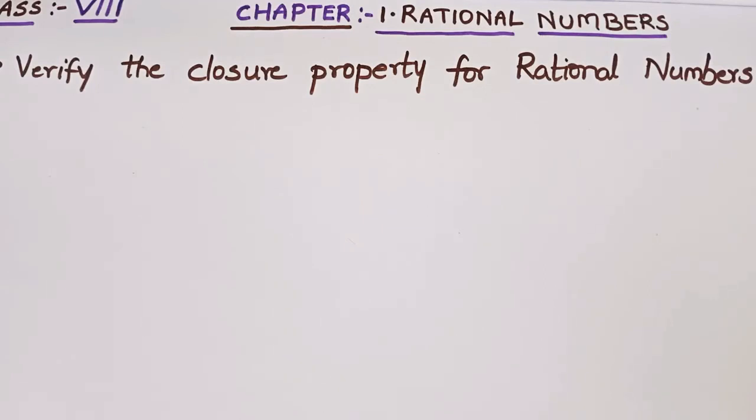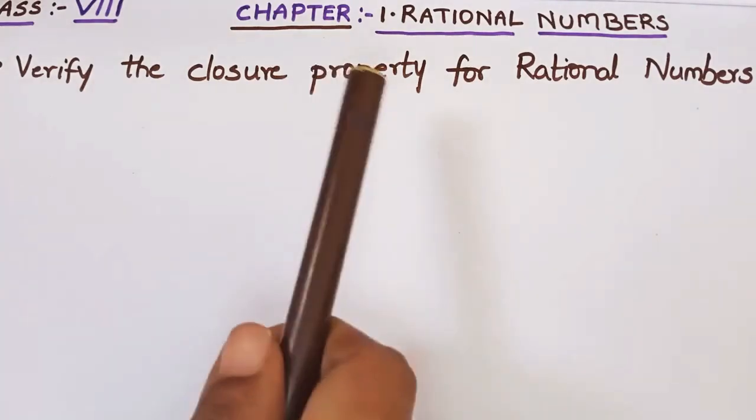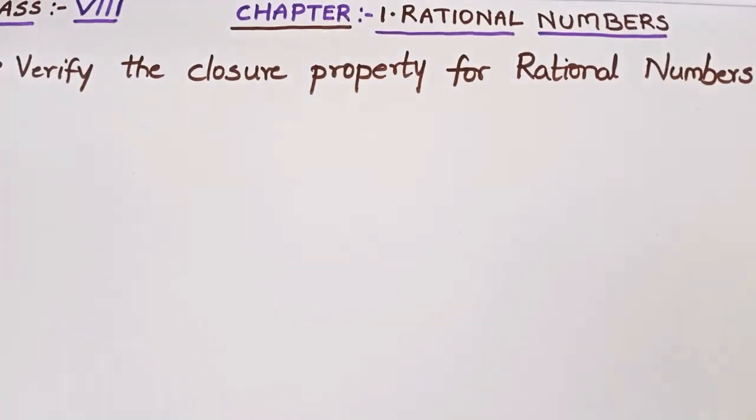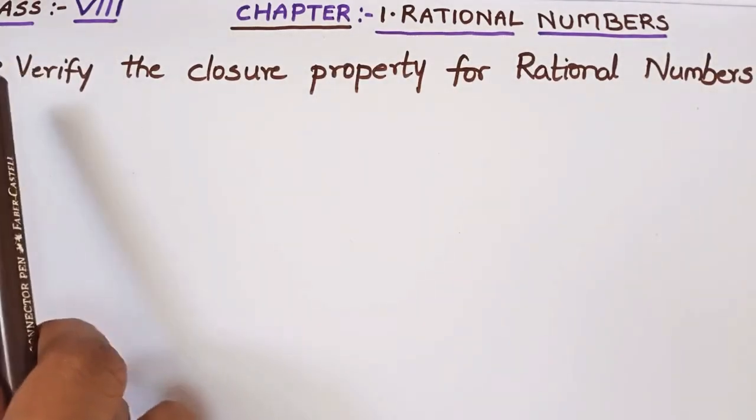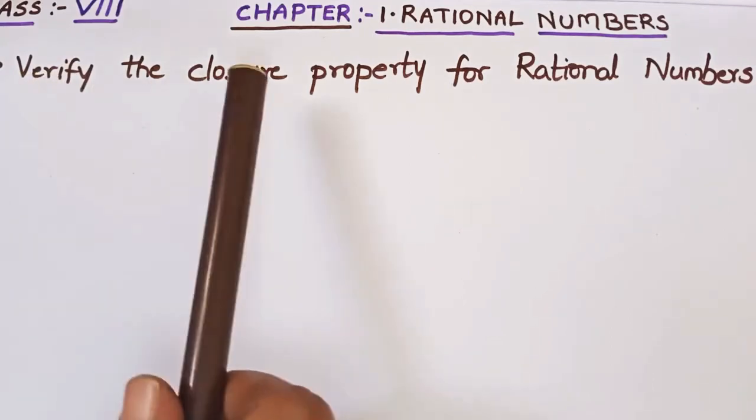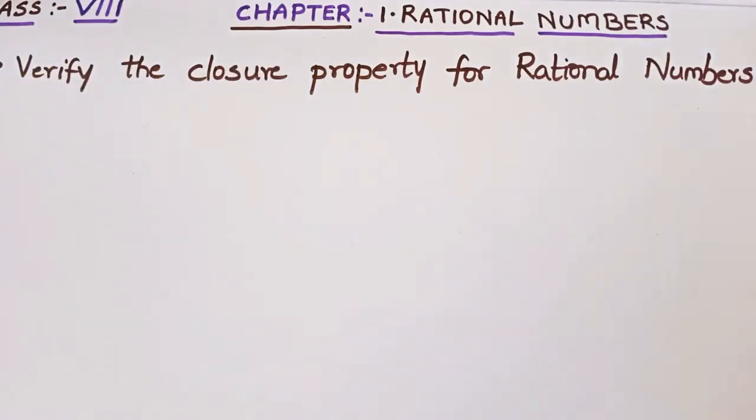In the previous video, we checked the closure property for whole numbers with all four operations, that is addition, subtraction, multiplication and division. In the same way, we checked the same property for integers also. In this video, we are going to verify the closure property for rational numbers. Let us get started with our topic today, that is verifying the closure property for rational numbers.